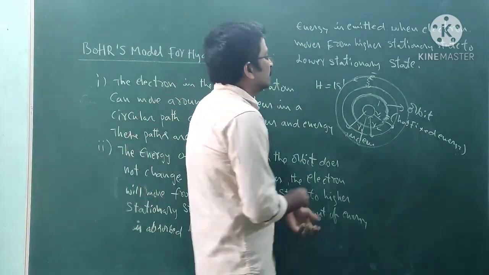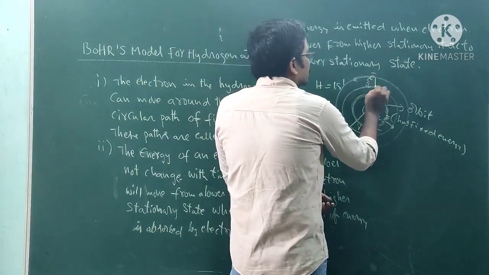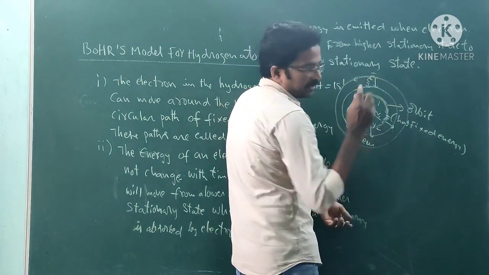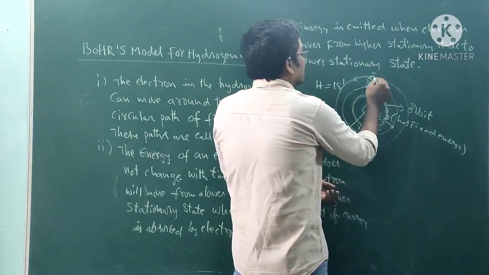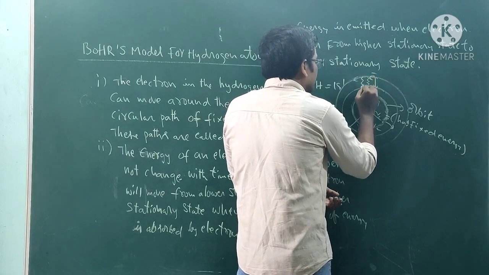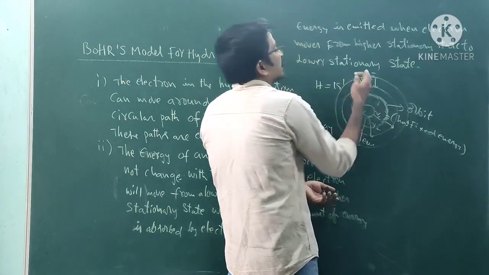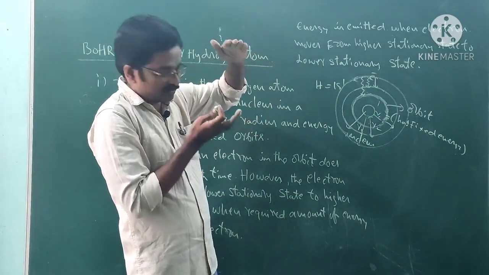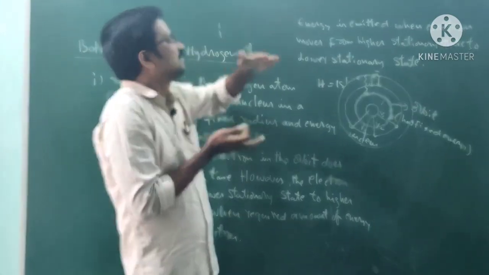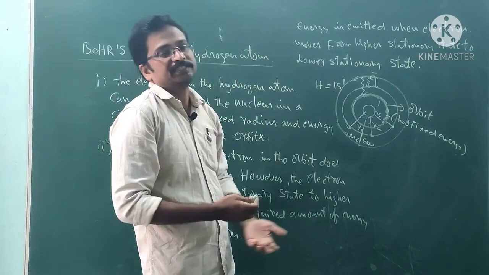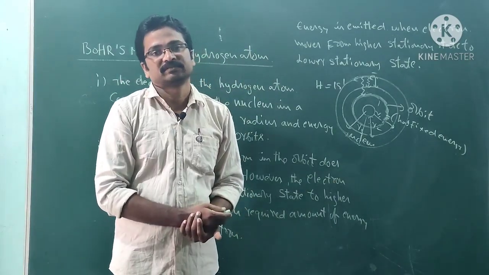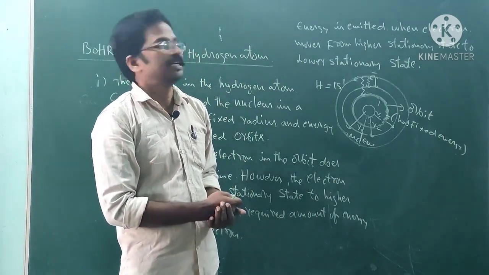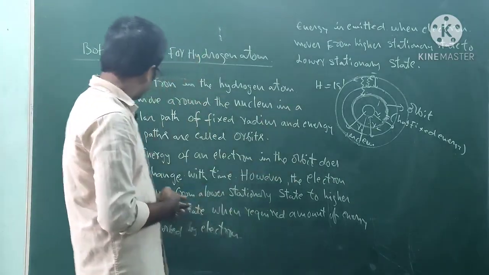It can jump from this level to this level, and it emits limited energy. Whenever this electron jumps from here to this one, it emits more energy. If the difference between the energy orbits is greater, then it emits more energy to the surroundings. This is the way you can understand these two points.